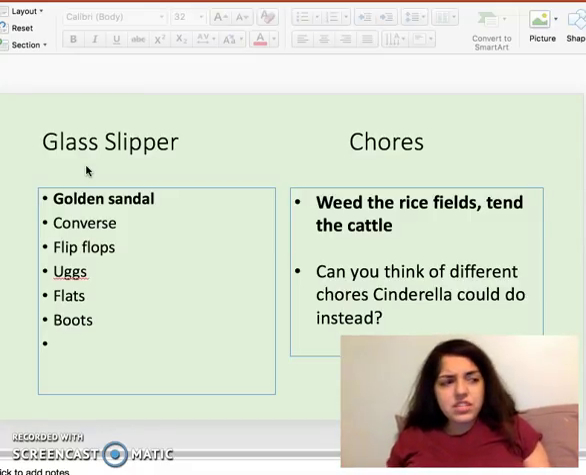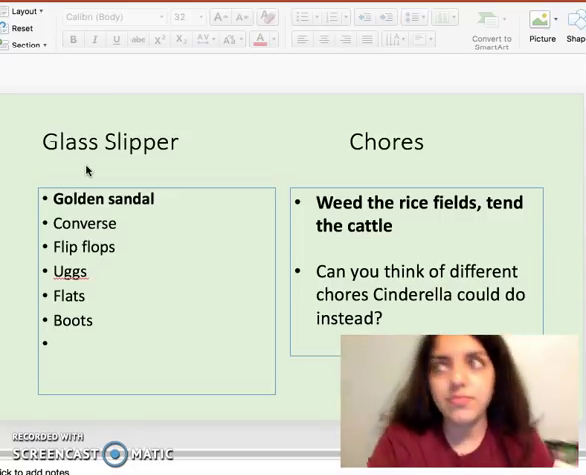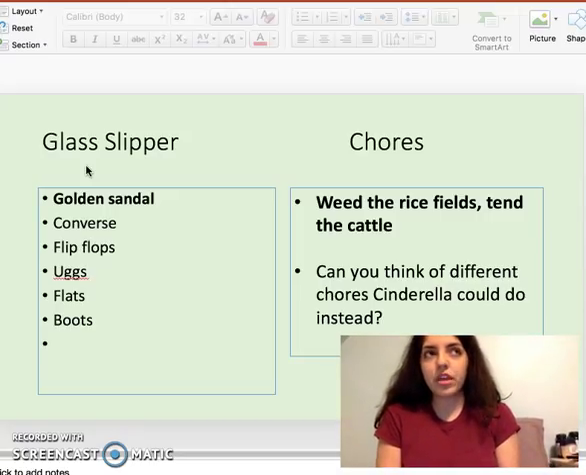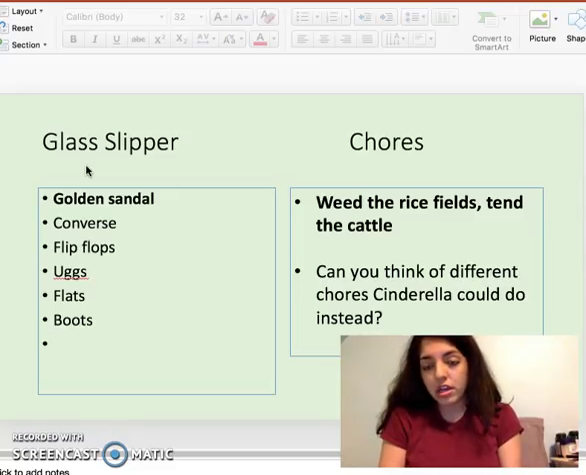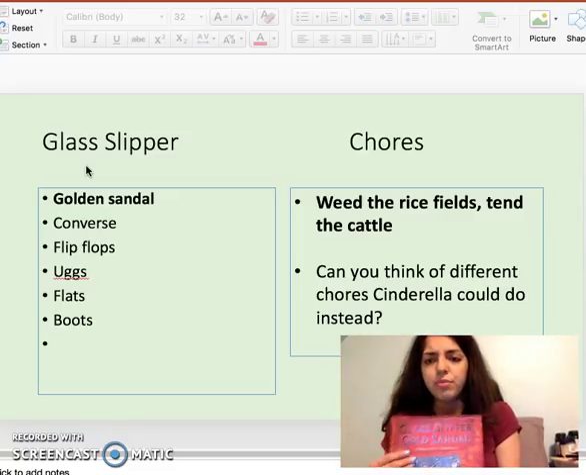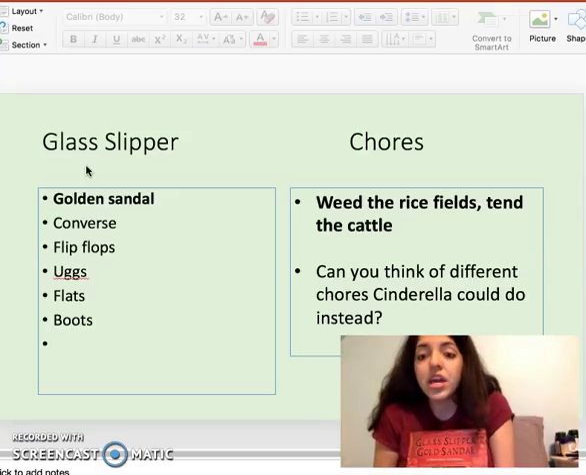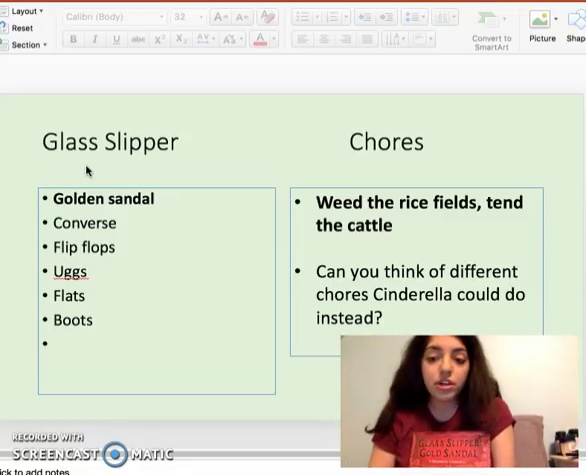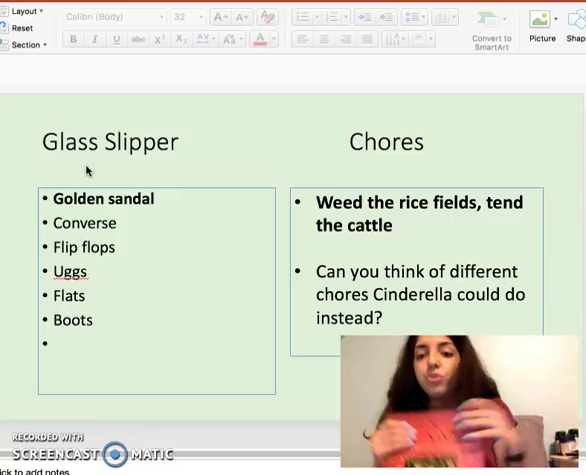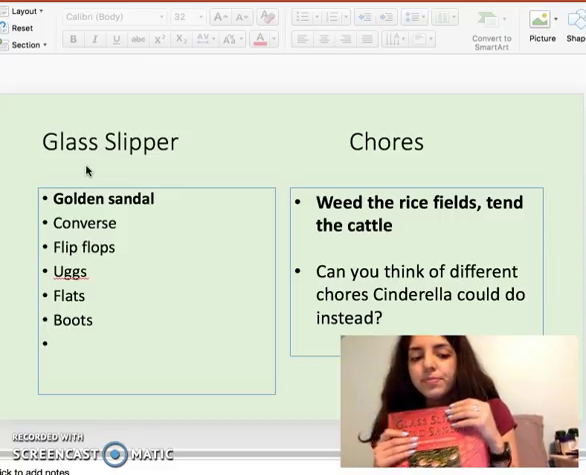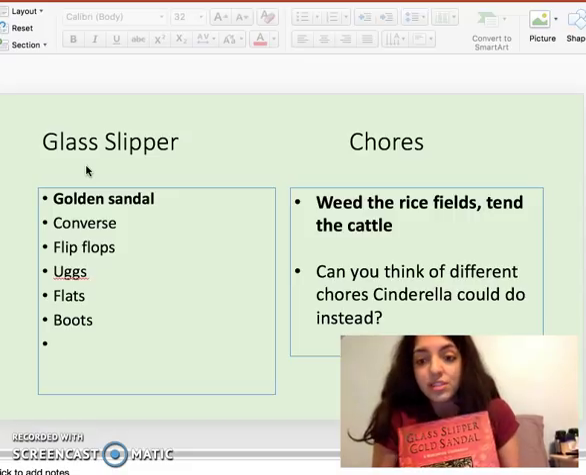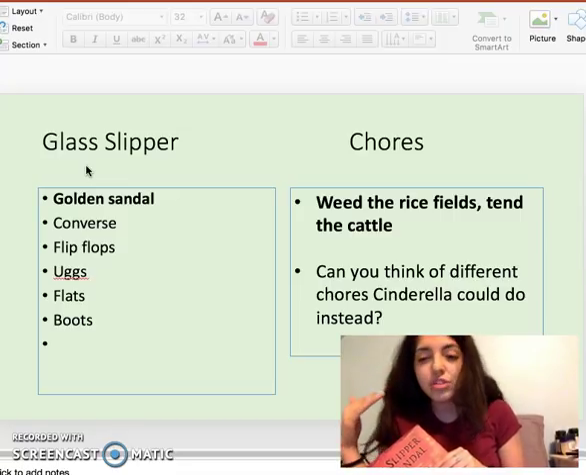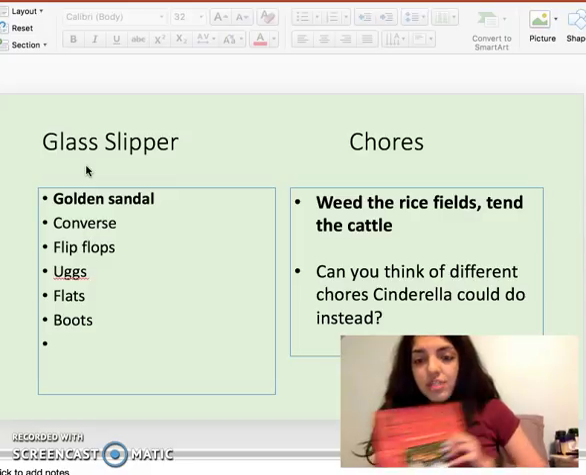Now, in every Cinderella story, they also have a bunch of chores that she has to do. And in most of the Cinderella stories that I've read, they've usually had Cinderella cleaning and cooking. But in this story, they had her weed the rice fields and tend the cattle. They also had her pick lentils from the fireplace. So I want you to just take a moment and think about how you can change up the chores that Cinderella could do instead. When you write your own fairy tale, this is what your thinking will need to be. You'll need to adapt a traditional story into your own fairy tale.